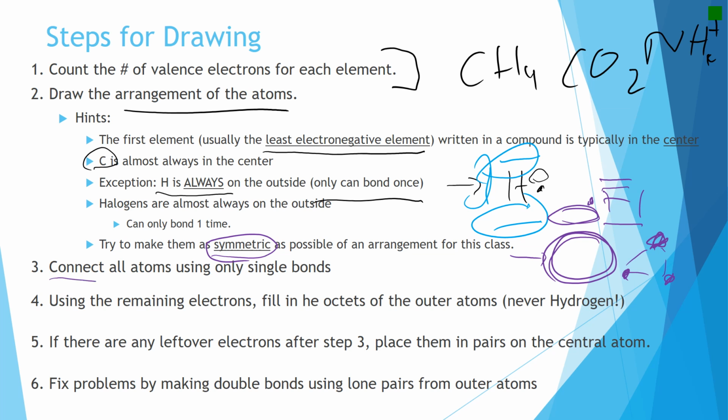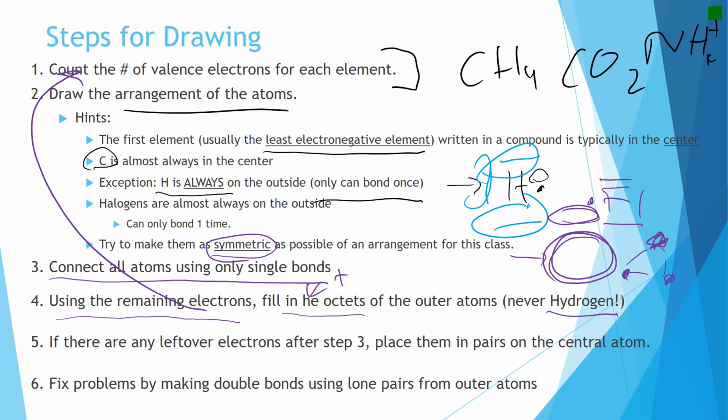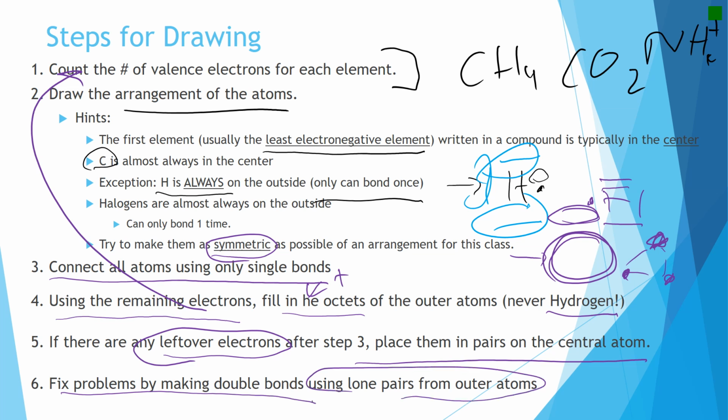Okay, then what you want to do is connect all atoms using single bonds, and then for every remaining electron from the total valence electron count, you're going to fill in the octets of the outer atoms, which means you're never going to fill it in for hydrogen. Then if there are any leftover electrons, you're going to place them in pairs on the central atom. And then make sure that everybody's happy. So from that, you're going to fill in double bonds and triple bonds, possibly using lone pairs from the outer atoms. These steps don't make a lot of sense until you actually start doing them.